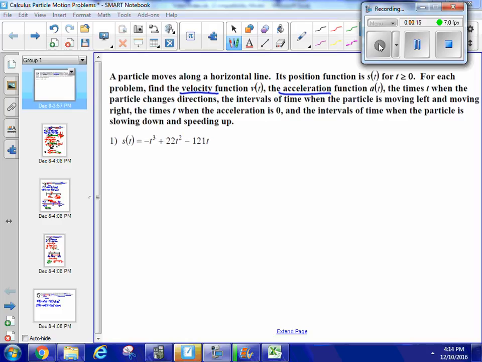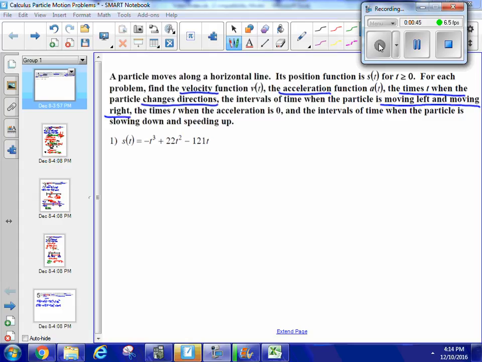I need to find the times when the particle changes directions, which is going to be possibly where velocity equals 0. When velocity equals 0, I know I've at least stopped, and I have to stop if I'm going to change directions. But it could be a pause. It's not necessarily a change in direction. I could just be pausing and continuing in the same direction. But we'll find that out. And that's going to tell me when the particle is moving left and when the particle is moving right.